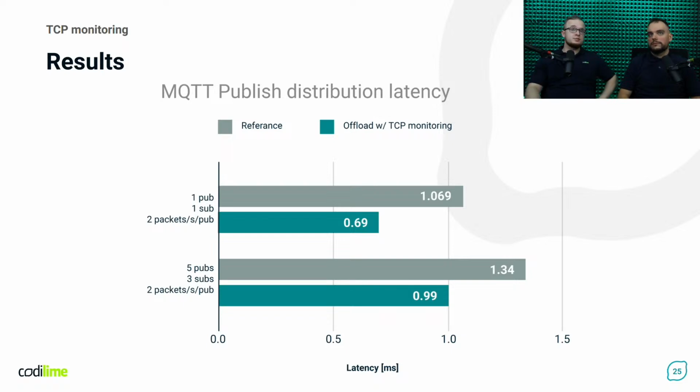On the subscriber side, we initially had one publisher, one subscriber, and 2 packets per second sent by the publisher. We were measuring our test scenario with the offload and with the reference, so direct broker-client connectivity. And in this case, we are seeing somewhat a 30–40% decrease in the distribution latency, which is very good.